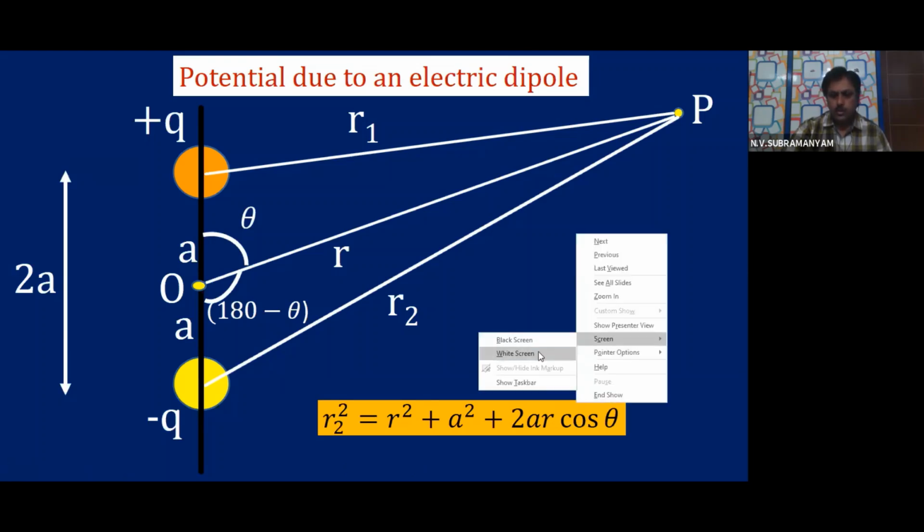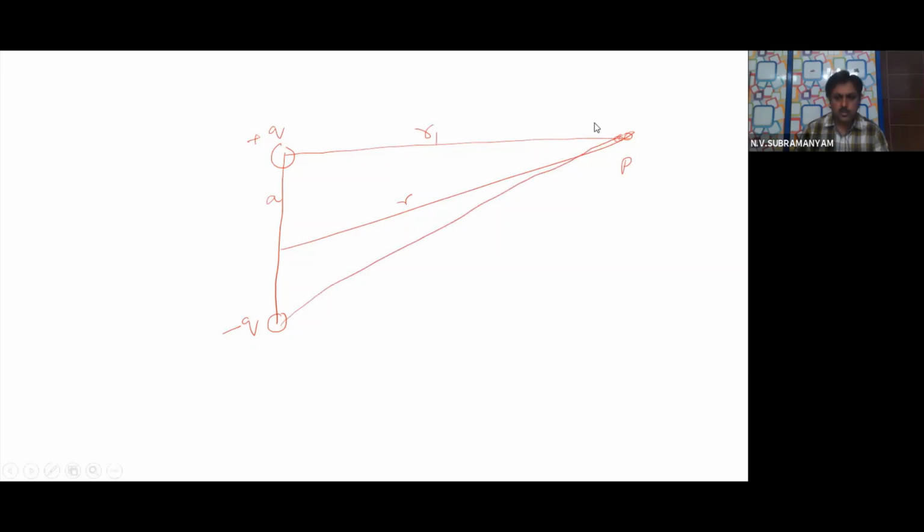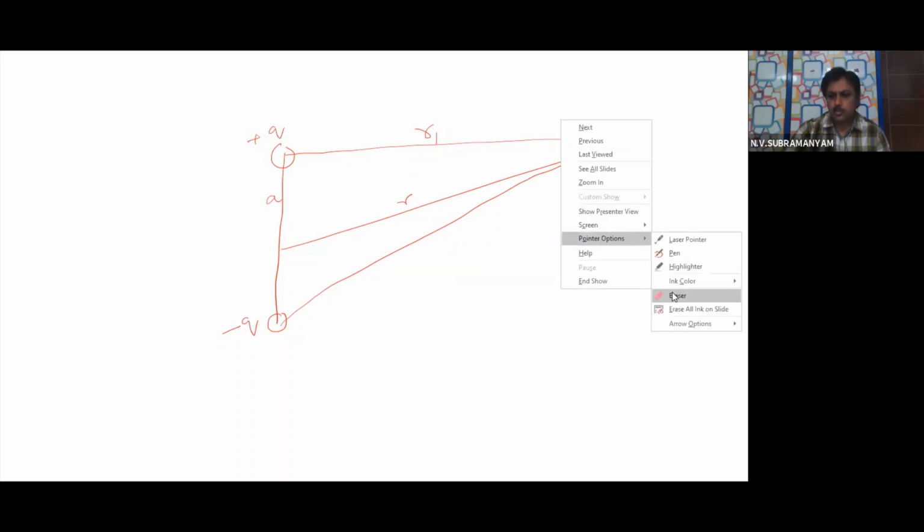So I will explain, one minute. Again take the diagram that you have used here: plus q, minus q, the point, this is R1, this is A, this is R, and similarly, children, let us draw it more neatly so that there is no confusion.